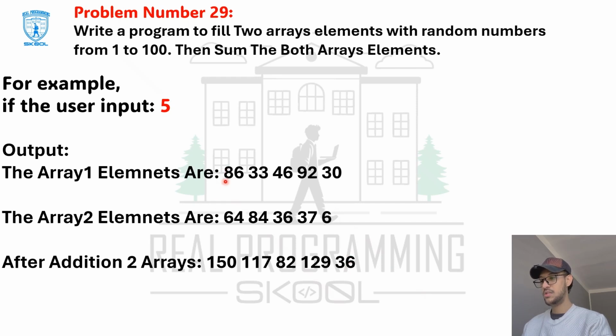So we take each number that belongs to the same index in both arrays, and we add them to each other. The first number in the first index of the first array, we will add it to the first number in the first index of the second array, and so on until we get the final result. After adding the two arrays, we have different numbers.